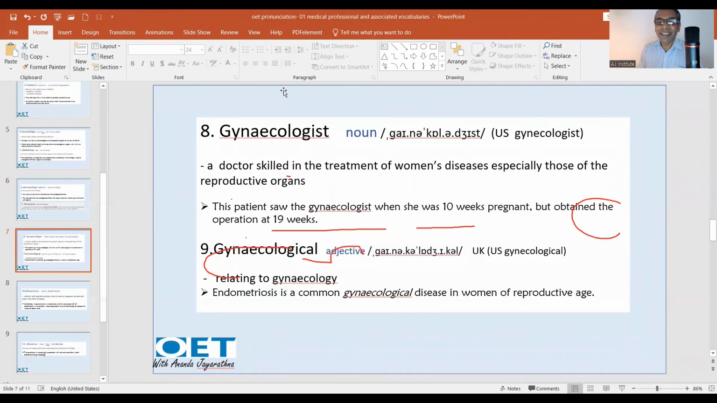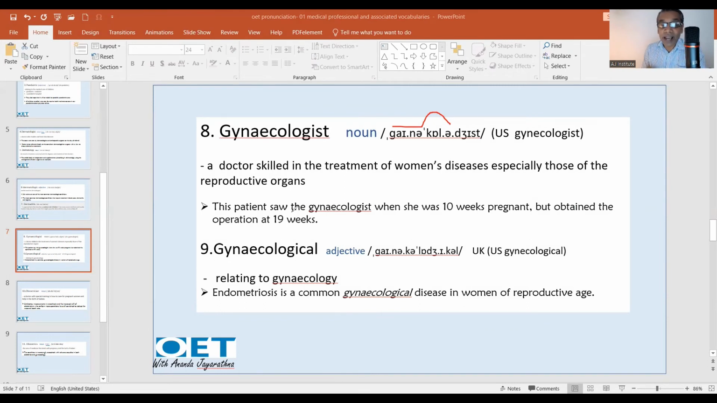And our next word is another specialist, gynecologist. Some common names, but learn the correct pronunciation. We can say gynecologist. Look at where the stress goes. Gynecologist, not gynecologist. It's wrong. Gynecologist. Okay, now look at this example.